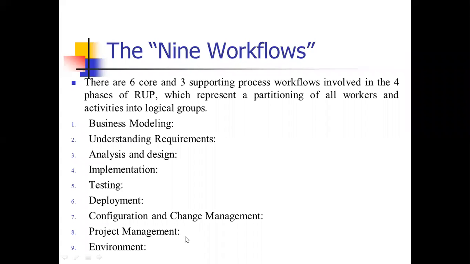So this is all about these 9 workflows. There are 6 core and 3 supporting process workflows involved in the 4 phases of RUP, that is Rational Unified Process. We have seen all these 9 workflows. Okay. So in this way, we have finished chapter number 6. So that's it for today's session. We will stop here.